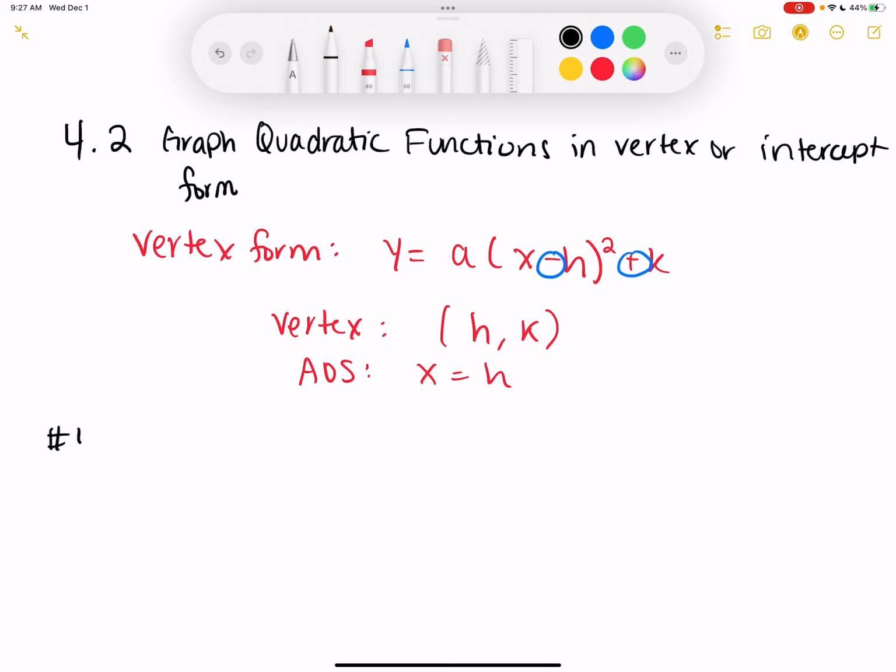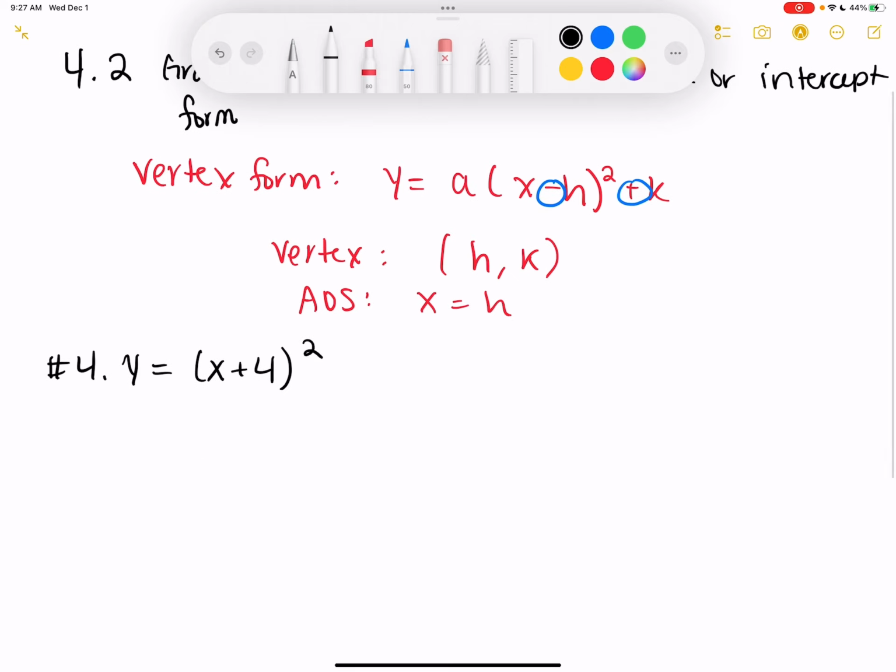So starting with number 4, y equals (x plus 4) squared. So this is in vertex form. So where is my vertex? Negative 4, 0. The 0 is right. Negative 4. So remember, this sign needs to be negative. A lot of times when I actually do these, I'll write above what it should be and figure out, okay, what do I need to do to make it look like that?